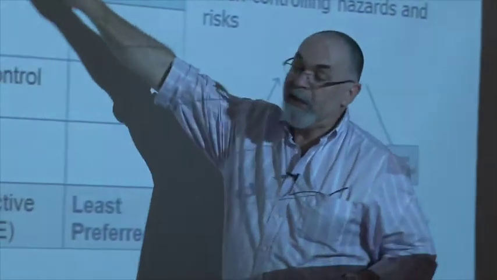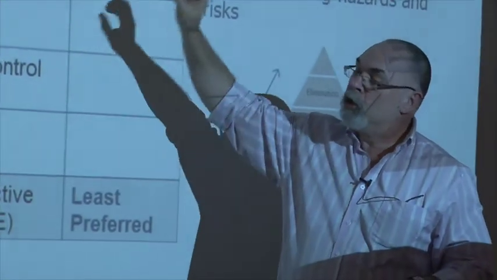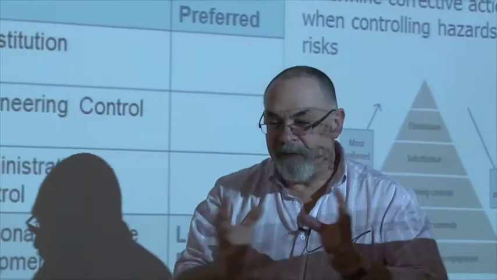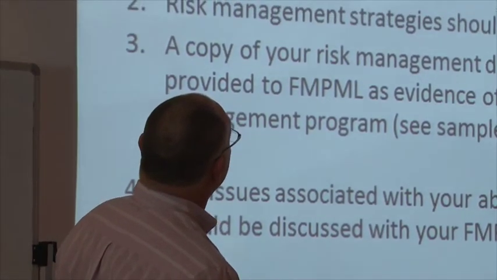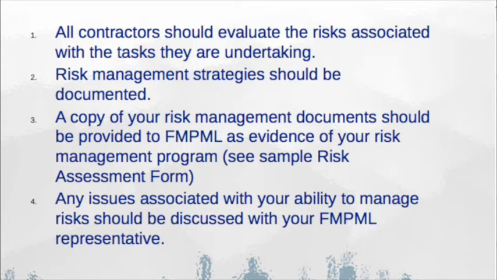So when we look at controls, we should try and control up into here. What could I do to eliminate the risk or to significantly reduce the risk? And that's the obligation under law. Risk management requirements. So, in summary of what I've been saying, all contractors should evaluate the risks associated with the task they're undertaking. This is not a hard process.